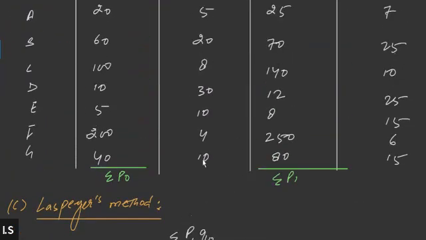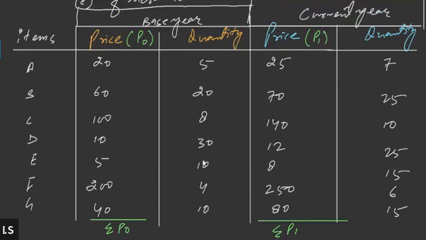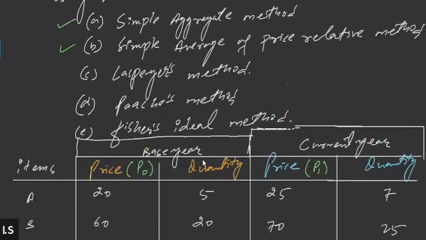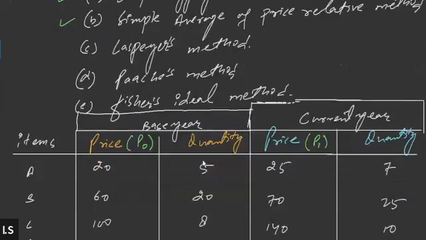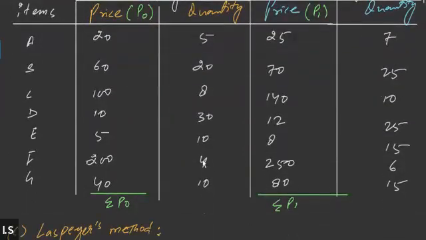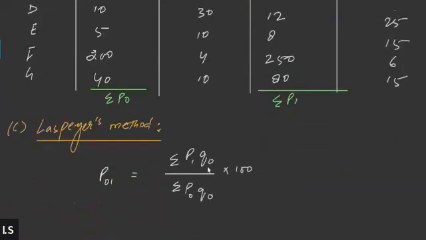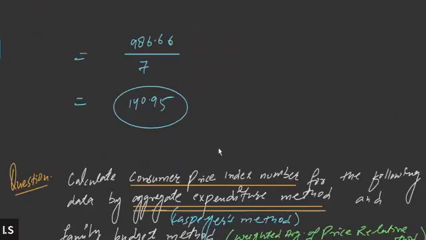Okay, done. Alexander, which one? The first two, simple aggregative method and simple average of price relative method. First one done, second one no. So you have a doubt, or you're still doing it? Sir, in the simple average of price relative, we have to make a new column, no? Yeah, we have to. Let me help you. Just a minute.